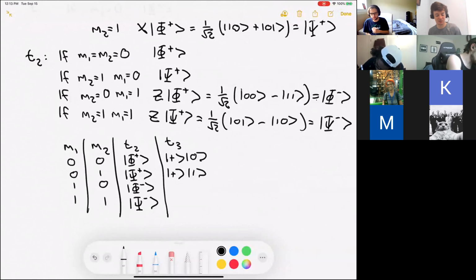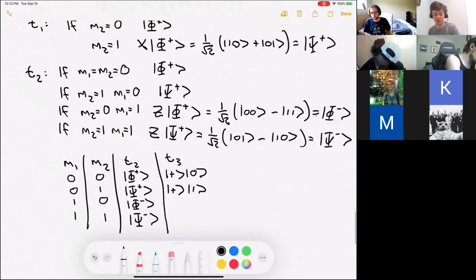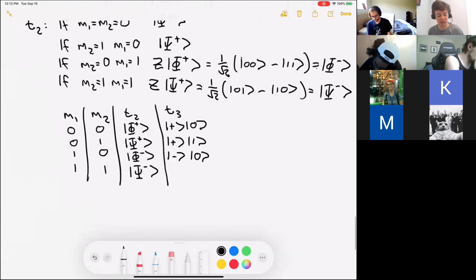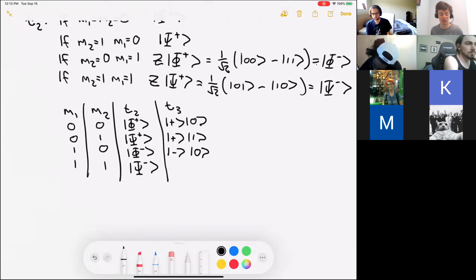Phi minus state, we have 00 minus 11. 00 goes to 00, as we said. 11 goes to 10. So we end up with 0 minus 1, the minus state, tensored with 0. And finally, psi minus, 01 minus 10. So that goes to 01 minus 11, which is minus tensored with 1. Okay.